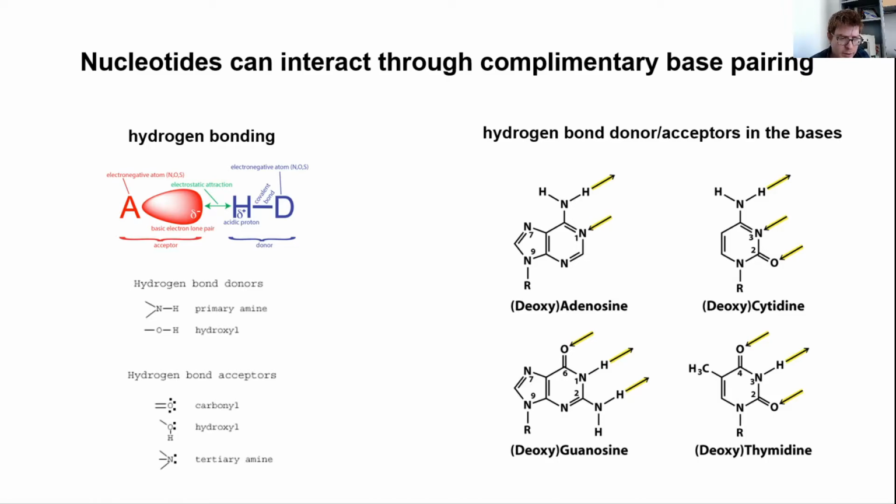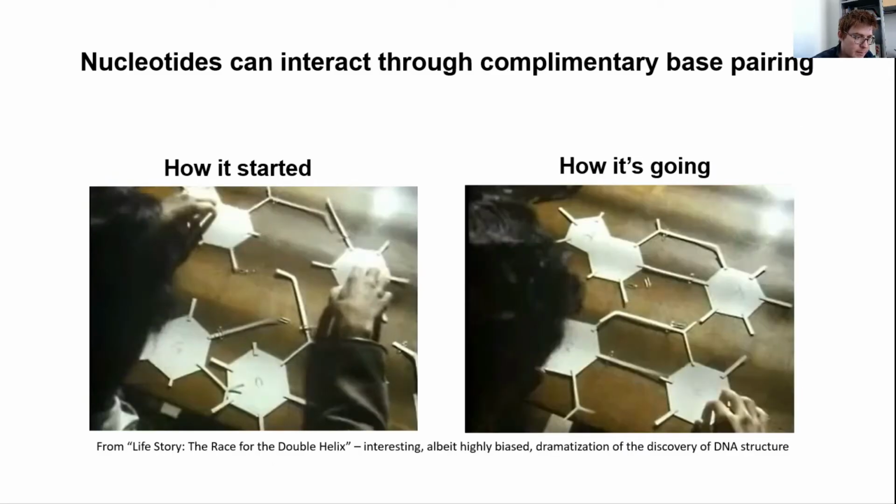And as I said before, this can allow the different nucleobases to interact with one another through these hydrogen bond donor-acceptor pairs. And one of the famous things that Watson, Crick, and Franklin realized when they started to look at these interactions was that there are very specific base pairing interactions that can occur between certain combinations of the bases. If you've never seen this movie, Life Story, Race for the Double Helix, it's an interesting, albeit highly biased, dramatization of the discovery of the DNA structure.